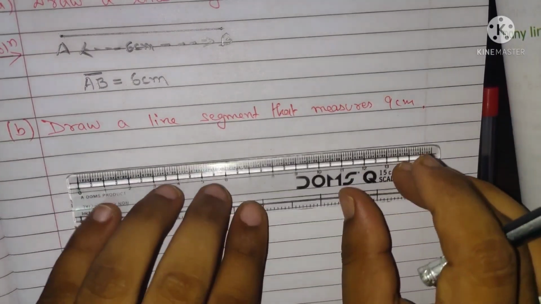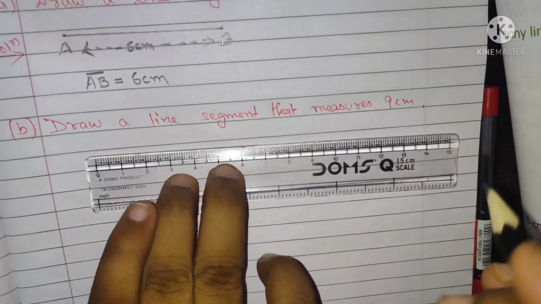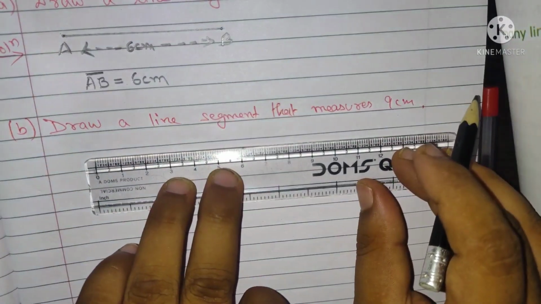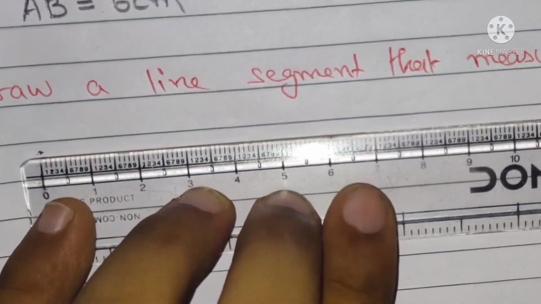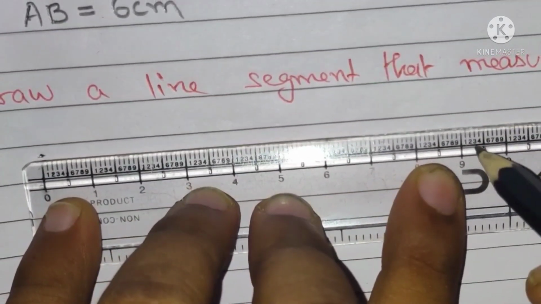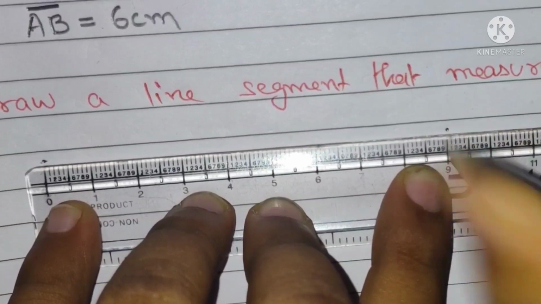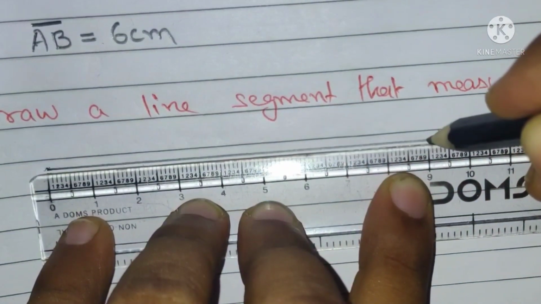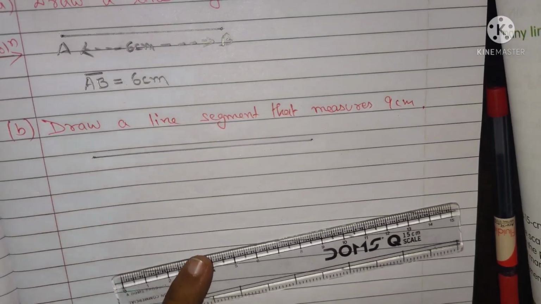Similarly, to draw a line segment of 9 centimeter, first you place the ruler properly in your copy, and then we have to give a dot at the 0 point, and then again you have to give a dot at 9 centimeter. You see where is 9 centimeter? In my ruler the 9 centimeter is here, so I will place a dot here at 9 centimeter. After placing the two dots at 0 and 9, now I will join the line. So let us join the line till 9 centimeter. I have joined the line. After joining the line, this is the line segment of 9 centimeter.